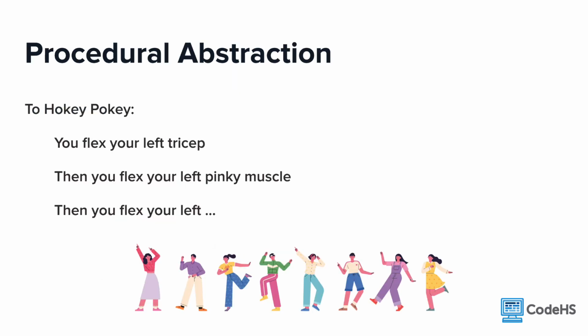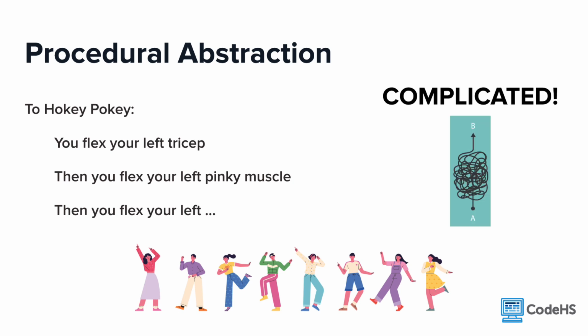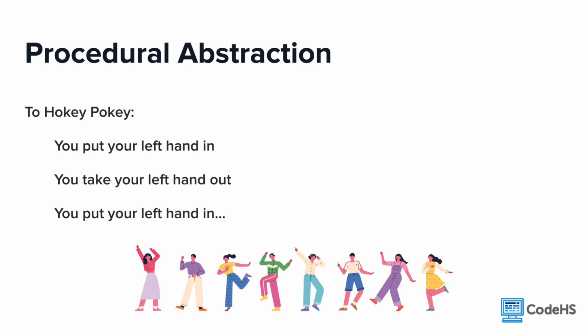Let's look at a common childhood dance, the hokey pokey. What if the words were something like this? You flex your left tricep, then you flex your left pinky muscle, and then you flex your left, and this would just be bad. That's super complicated. Instead, the words are like this. You put your left hand in, you take your left hand out, you put your left hand in, and you know how the rest goes. That way is way more simple. This shows how we can use procedural abstraction to define steps without worrying about how they work. We can say put your left hand in without going into every single detail involved with moving your left hand.